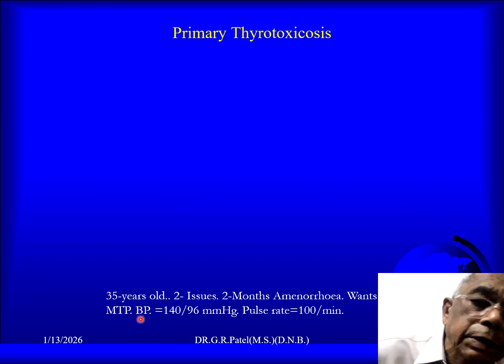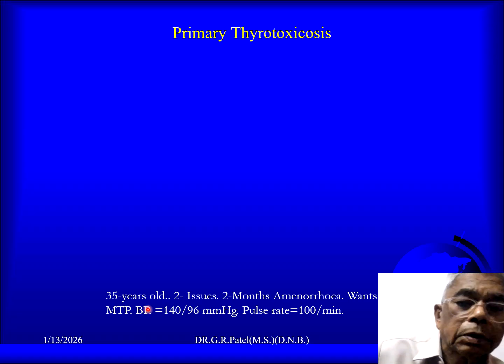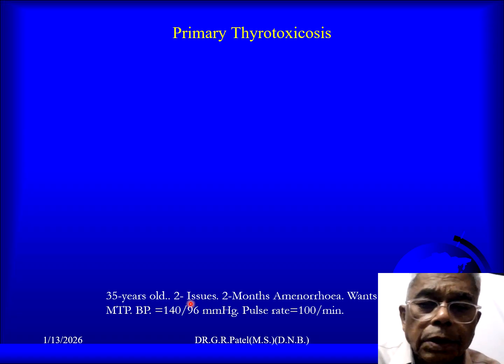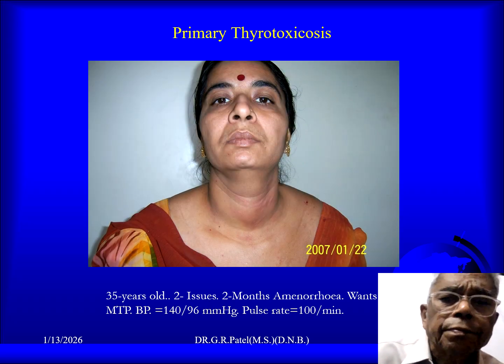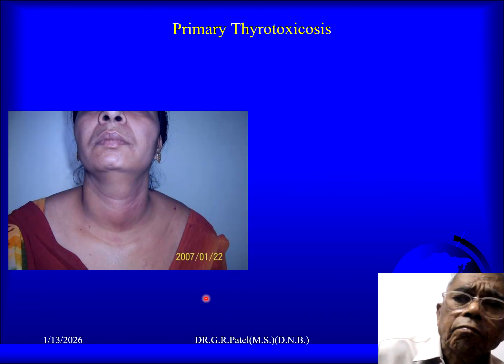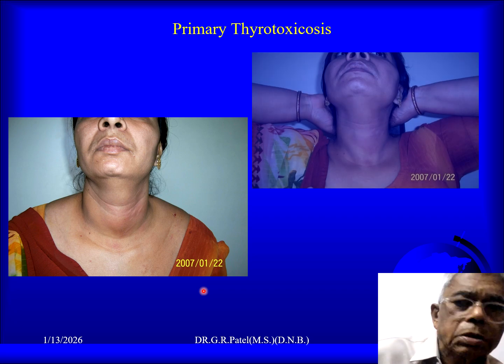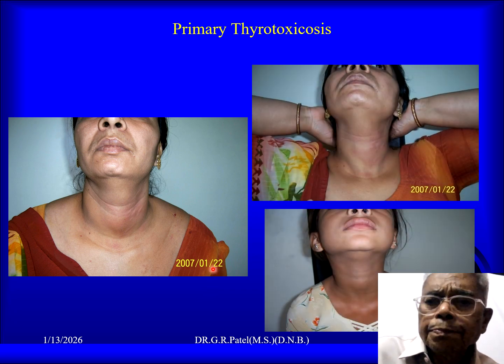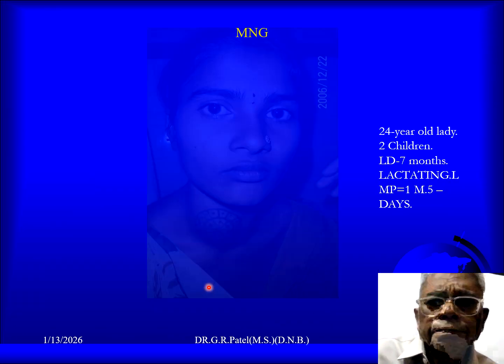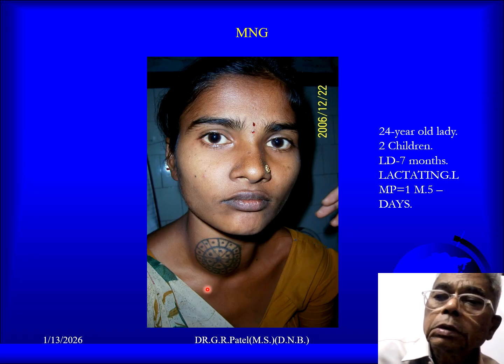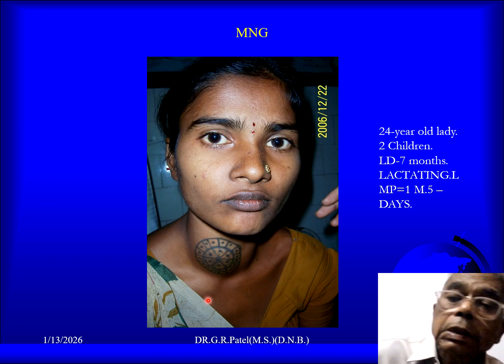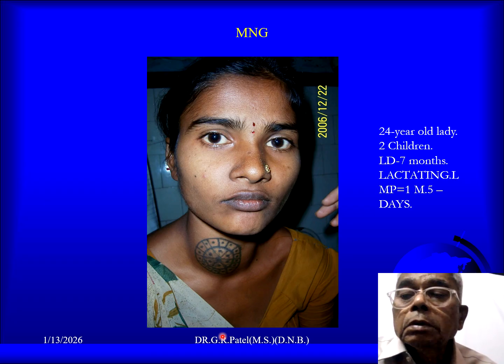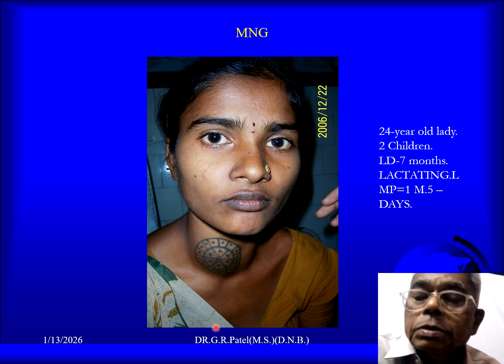Primary thyrotoxicosis, 35 years old, no issues, 2 months amenorrhea, wants MTP. Pulse rate is 100 per minute. Primary thyrotoxicosis, this patient. Multinodular goiter, 24-year-old lady, 2 children, last delivery 7 months back, lactating, last menstrual period 5 days back.